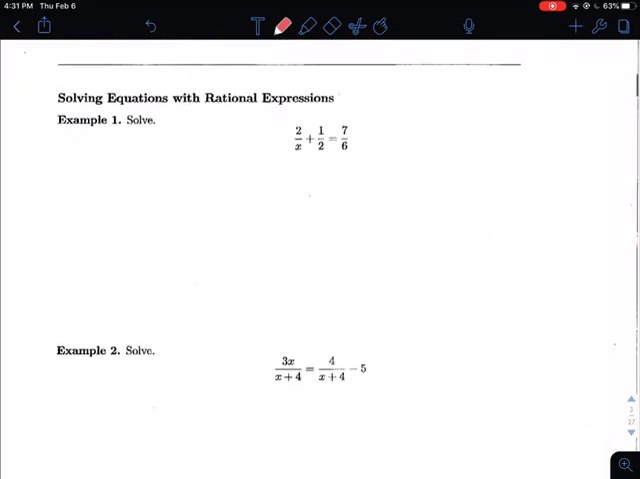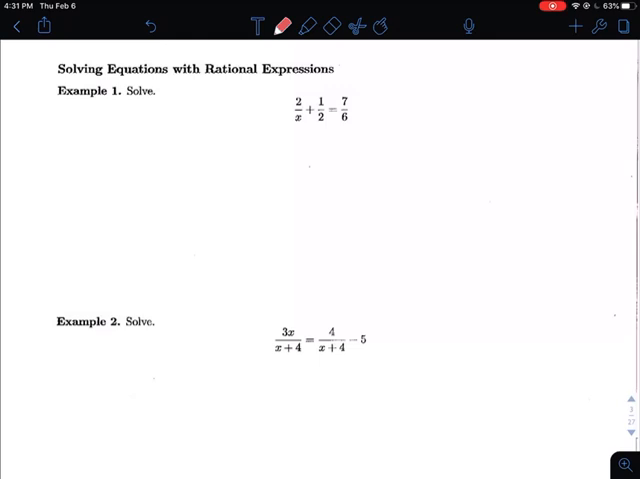Moving right along. This is solving equations with rational expressions. Basically, these are equations that have an x in a denominator. And because you have a variable in your denominator, you're going to have restrictions. This goes back to our last lesson on rational expressions. Automatically, when I start seeing these equations, the first thing I need to do is write down what x can equal. In this case, x cannot equal 0, because if that denominator equals 0, then it's undefined.